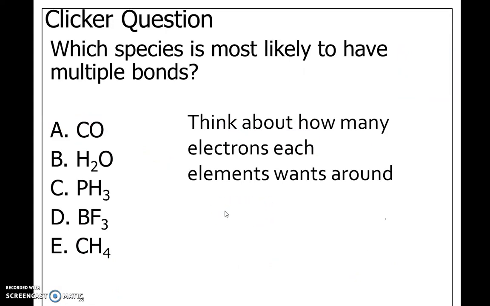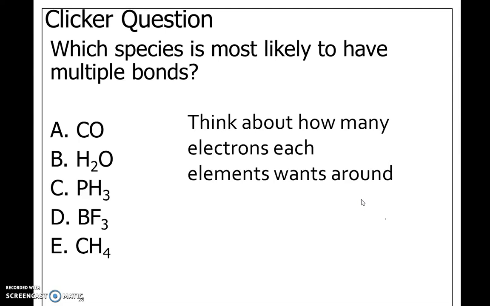So which species is most likely to have multiple bonds? Think about how many electrons each element wants around it. So you'll find that this is one of your quiz questions. So you can see, I'm not going to answer them on the slide, I'm just going to talk about them. And so you can see that carbon wants how many electrons? 4. Oxygen wants 2. So is that one more likely to have multiple bonds? Yes.